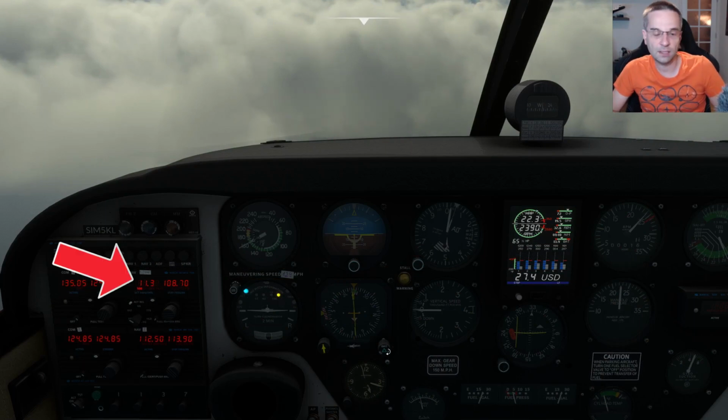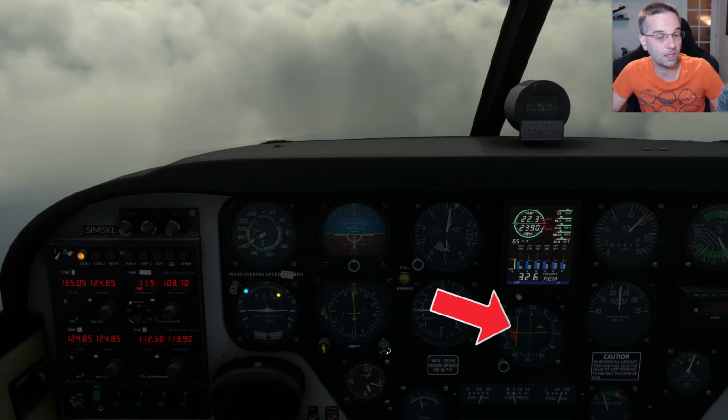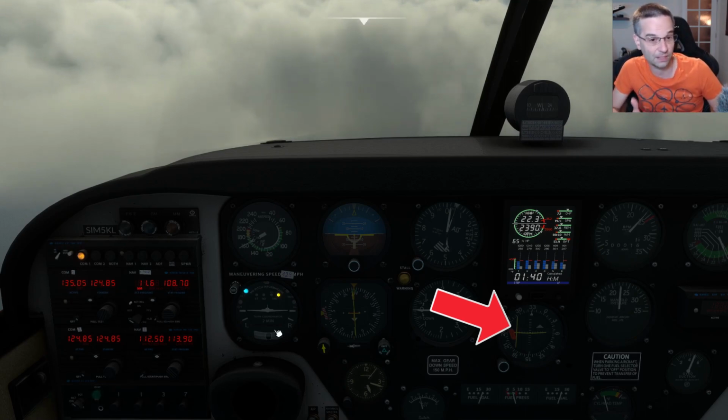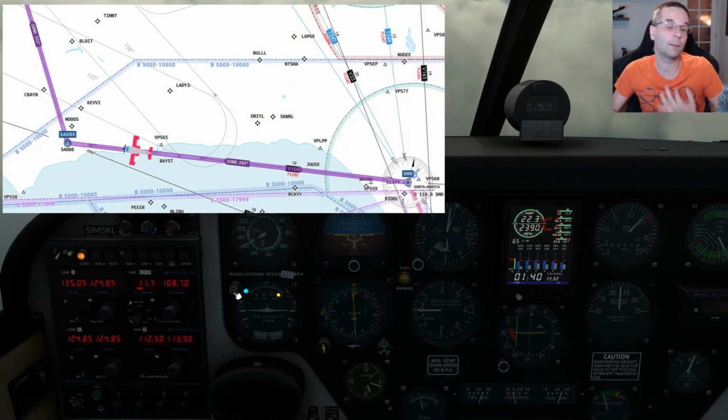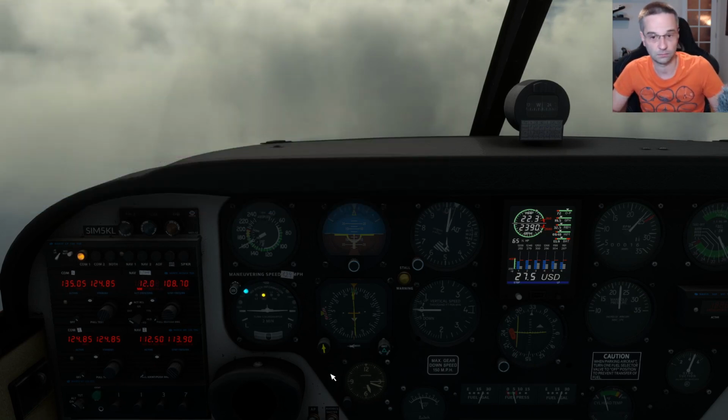Alright, our DME just clicked up to 11 miles, so we're getting close to the end of this airway segment. And if you look closely, you can see that the course needle on the VOR2 indicator is slowly starting to move towards the center of the instrument, which means that we're coming up on our switchover point where we're going to go from the airway that we're on right now from Santa Monica to the one that's going to go up towards the Fillmore VOR.